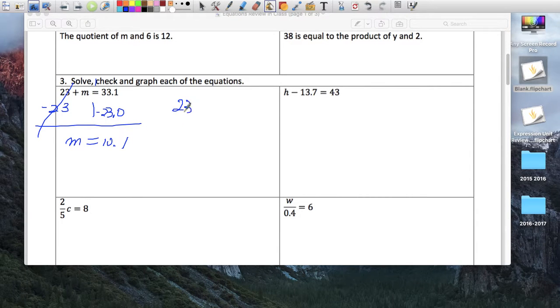Check. 23 plus 10.1 equals 33.1. Is it true? Well, 23 plus 10 is 33 plus 0.1. Yeah, 33.1 equals 33.1. So that would be complete.